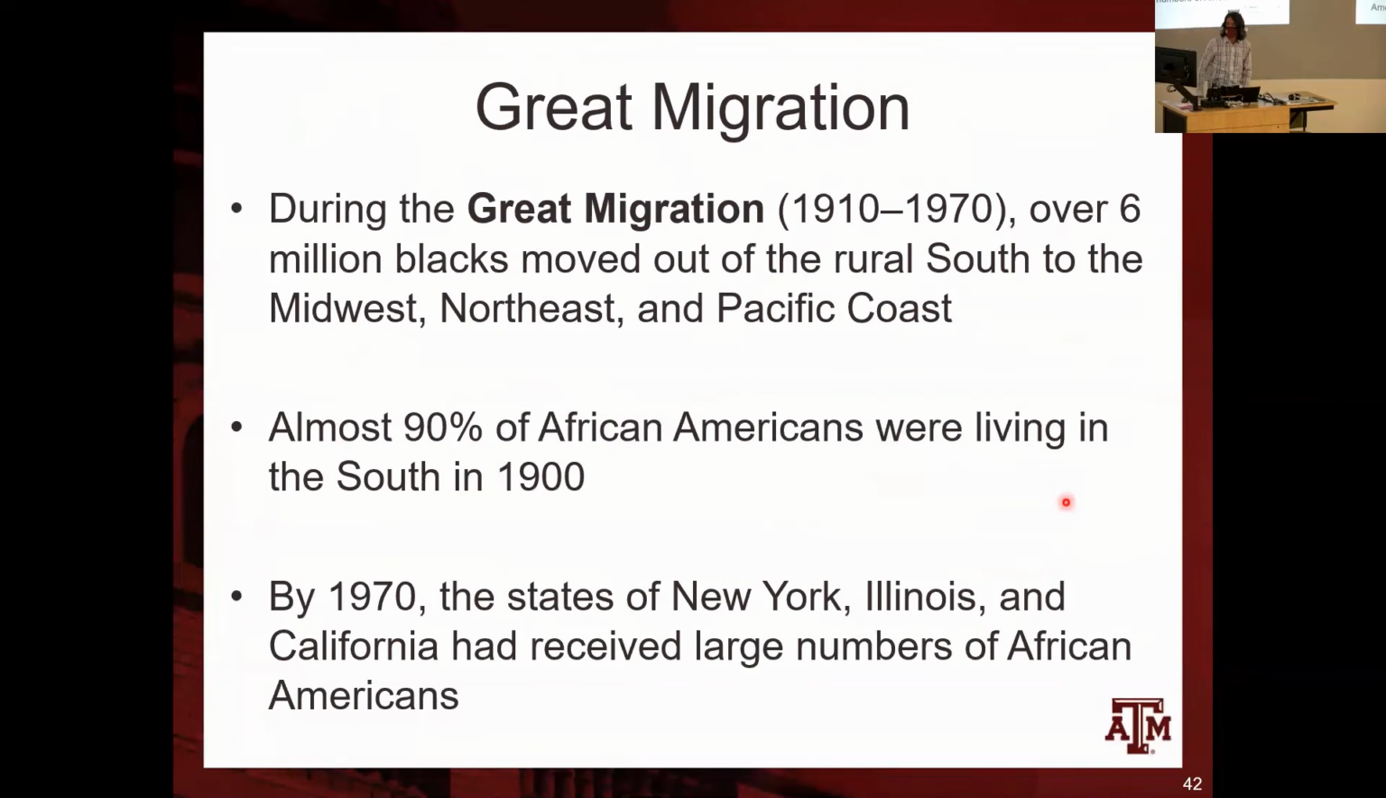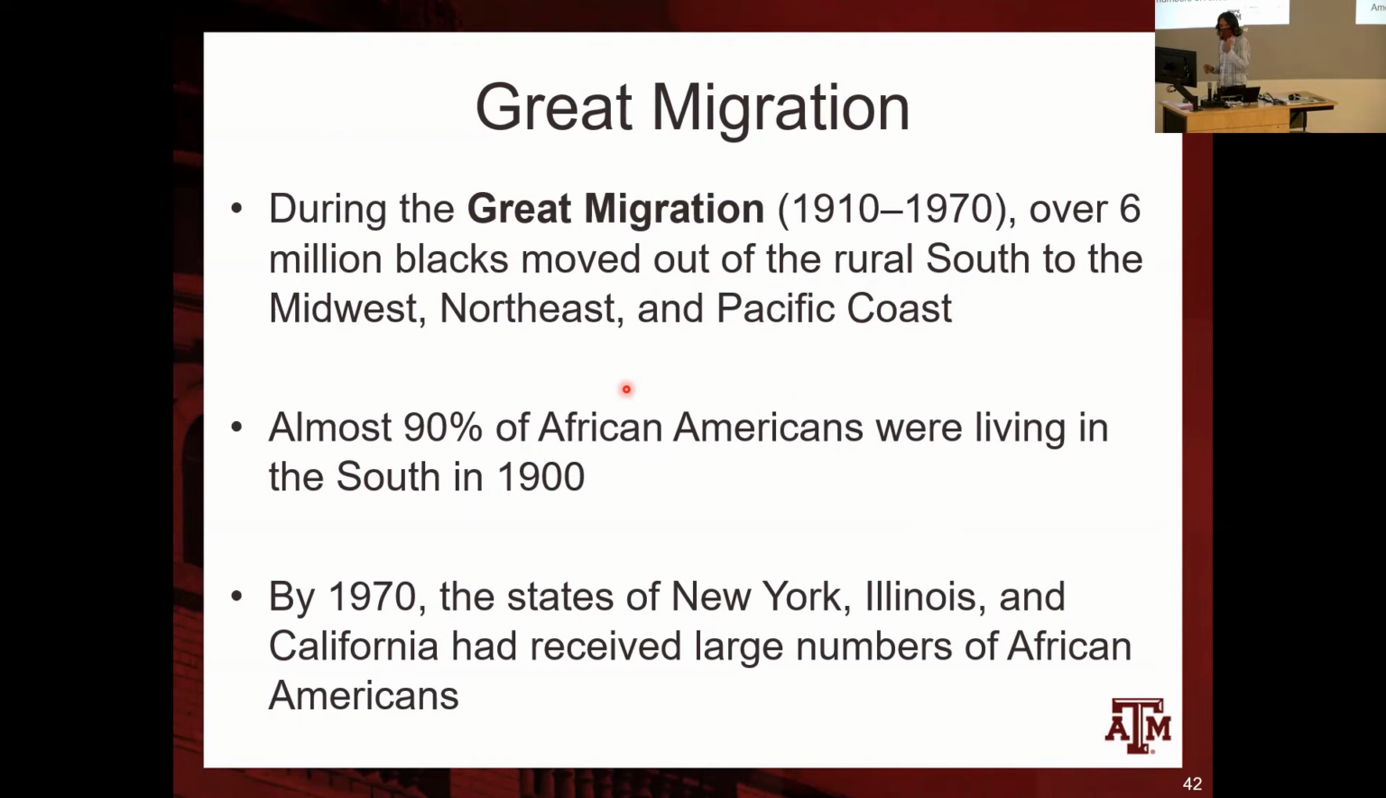And as I mentioned, the Great Migration has been a major historical migration flow that demographers, geographers, and historians have been analyzing. During the Great Migration, between 1910 and 1970, over 6 million African Americans moved out of the rural South to the Midwest, Northeast, and the Pacific coast.